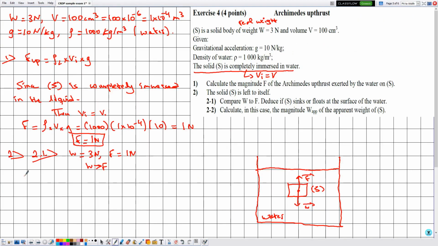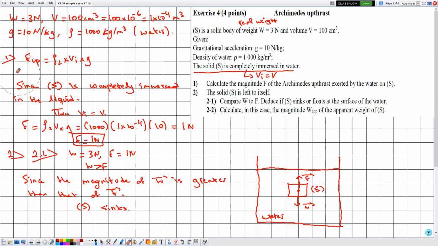Now let's say: since the magnitude of W is greater than that of F, in this case S sinks to the bottom of the container.